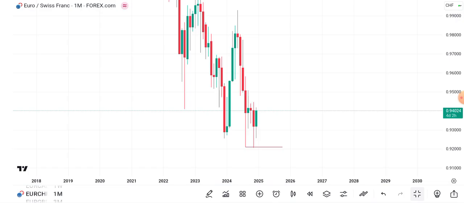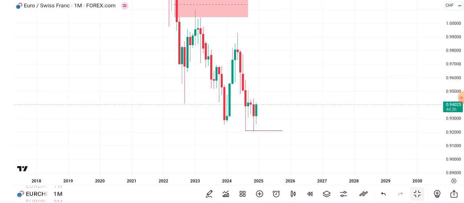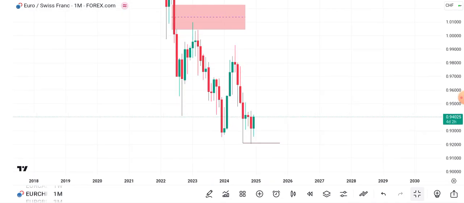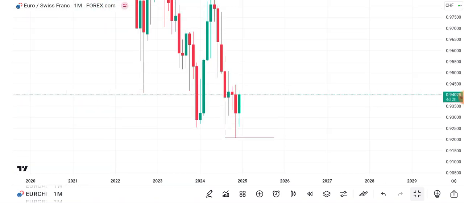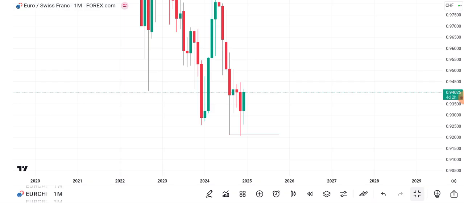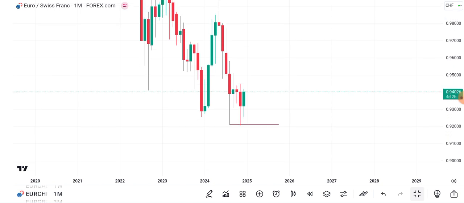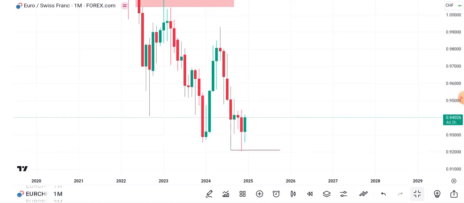Just a little trade analysis on Euro Swiss, that's EUR/CHF. This is a monthly time frame, and I just want to draw our attention to something simple and nice.